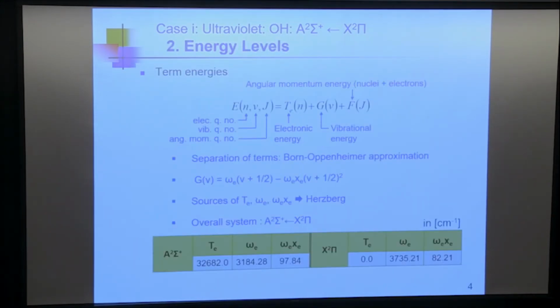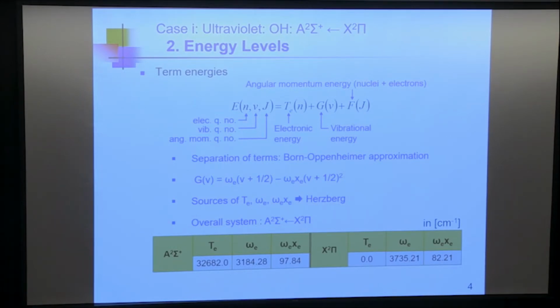Okay, so you start with something simple. Here's the ground state. Look these numbers up in Herzberg. Electronic energy 0, omega E, omega XE. Excited state, we have these numbers. So if you're just deciding you're going to do OH, it's been done for 50 years. You just have to understand the literature that already exists.